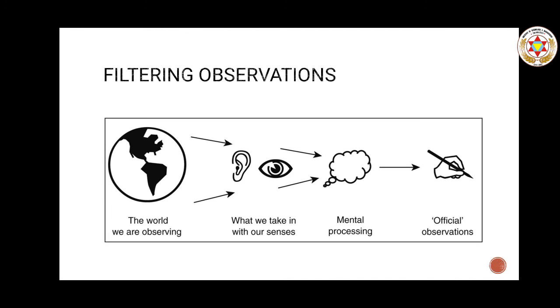So the filtering of observation is, in the world we observe different things, and what we hear, what we see, through all these senses, we process this information and then record it, which we call the official observation.